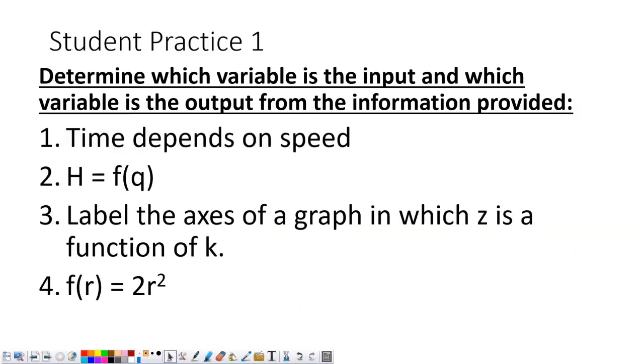So here's one for you guys. Go ahead and pause the video here and see if you guys can figure out what the input and output is for each one of these functions. When you unpause the video, you will see the solutions.